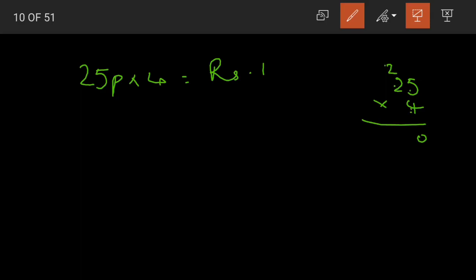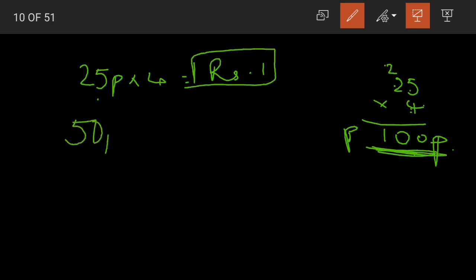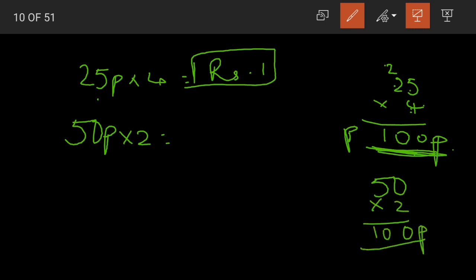See, what did we learn? 25 paise into 4 is equal to 1 rupee. If we multiply 25 by 4, we have 5 4s are 20, 4 2s are 8 plus 10. So it is nothing but 100 paise. 25 paise into 4 is equal to 100 paise, which is nothing but 1 rupee. Or the other thing we learnt is 2 50 paise coins. So 50 into 2, we have 2 zeros are 0, 2 5s are 10. So again this is also equal to 100 paise, which is nothing but 1 rupee.